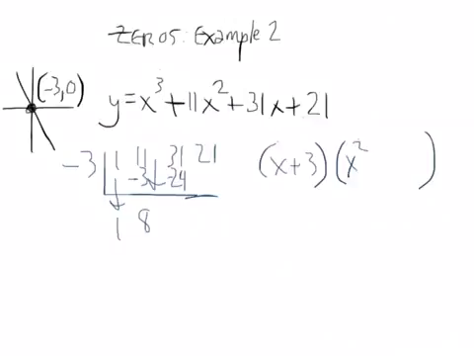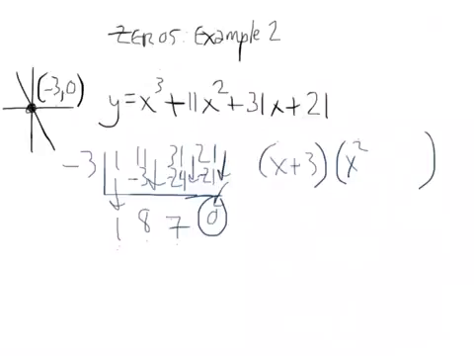So 31 minus 24, we're going to add those. 31 plus negative 24 is positive 7. And then again you multiply, negative 3 times 7 is negative 21. Then you add to 21, and you will always get a remainder of 0 if that is really a zero of it. So these are the coefficients for that.